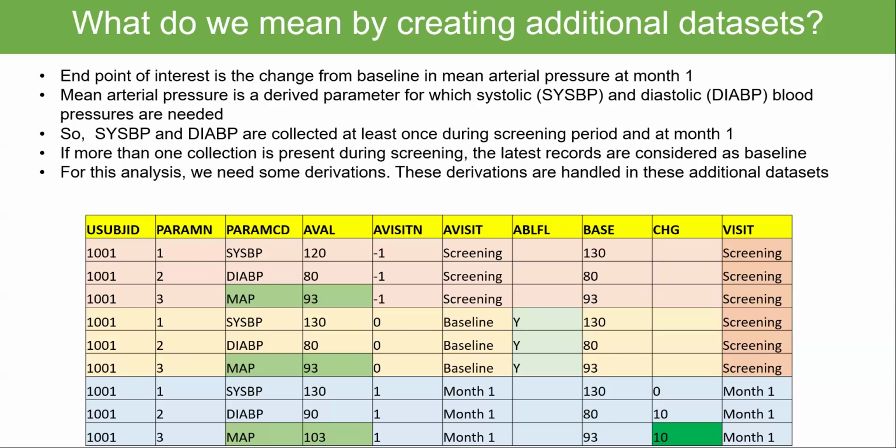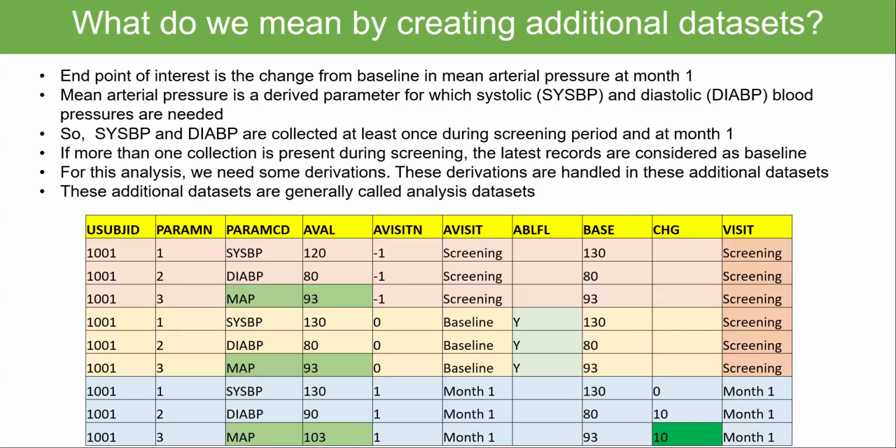In your collected data, you only have your systolic blood pressure and diastolic blood pressure and the times when those were collected. Out of all those collections, some will become your baseline, and you will have to derive your parameter and also derive your change. So some additional derivations are needed so that you perform your final analysis on the change from baseline. All those derivations are not part of your SDTM because it is just a representation of your standard collected data. All those derivations will be handled as part of creating our additional datasets.